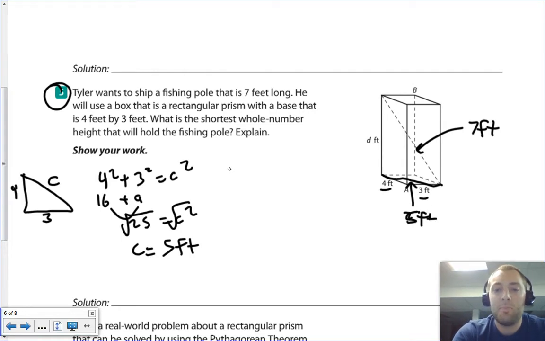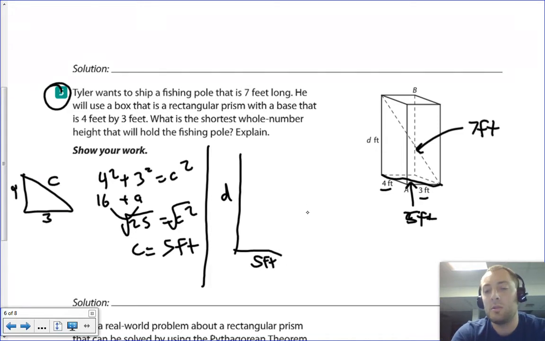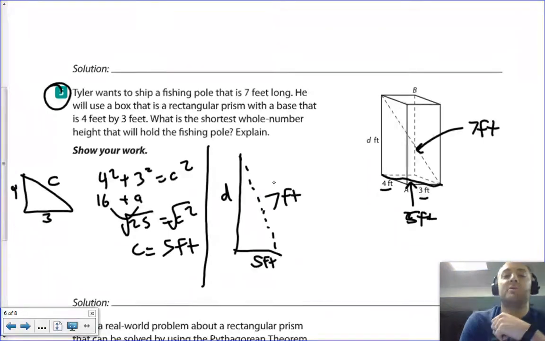So now if I look at that bigger triangle, we've got the whole D that we don't know. That diagonal is now 5 feet, the base of this triangle, and then the dashed line going across, that big diagonal, which we're saying is the fishing pole, is 7 feet. It has to be 7 feet or higher. So we want to find the minimum amount, so we'll say it's 7 feet.